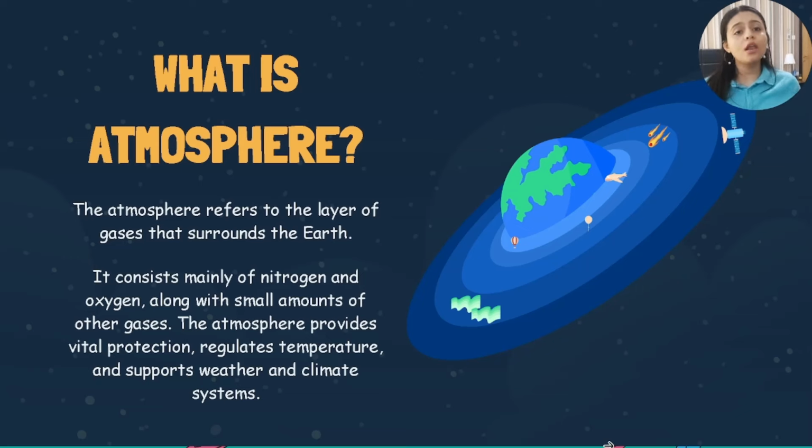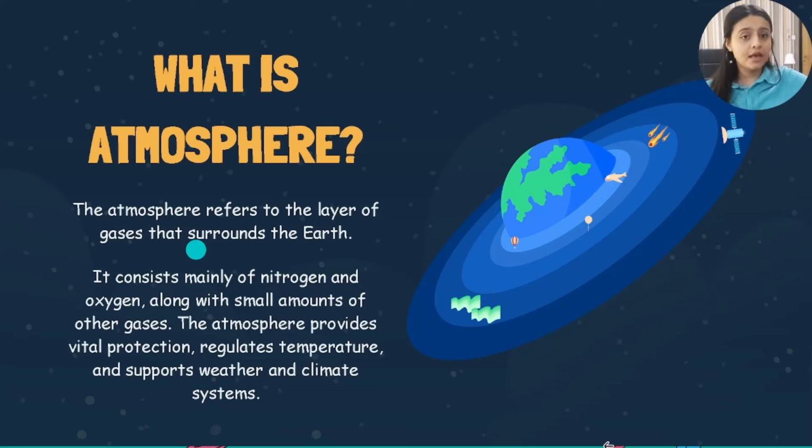We all know that we are living on our mother planet, which is Earth, right? And we say that Earth is surrounded by air and air is everywhere. My dear students, the Earth is covered with a very huge blanket of air. And this blanket of air is none other than the atmosphere. So the atmosphere is a huge blanket of air which covers our planet Earth. The atmosphere refers to the layer of gases that surrounds the Earth.